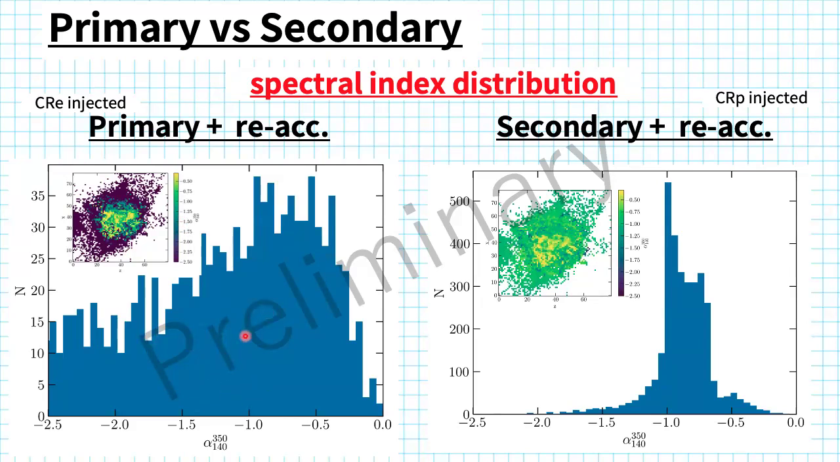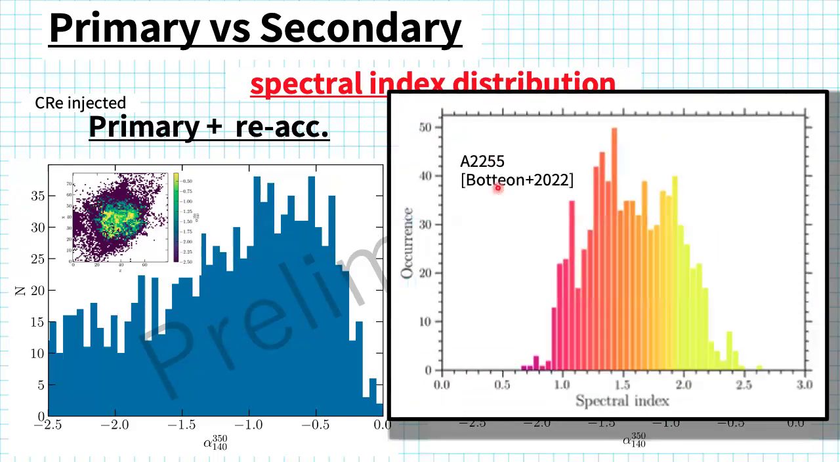There is a big difference between those two models. One is the electron-only model. We inject only relativistic electrons and assume the acceleration. In the other one, we assume cosmic-ray protons at first, and those protons produce electrons, and the electrons are reaccelerated by turbulence. As you can see, there is a big difference in the spectral index distribution. And in reality, I think this is a local observation of 2255. We can see a broad distribution of spectral index. So maybe the real case is much closer to this one, but in a more qualitative way, we can discuss the constraint on the amount of secondary electrons, of course.